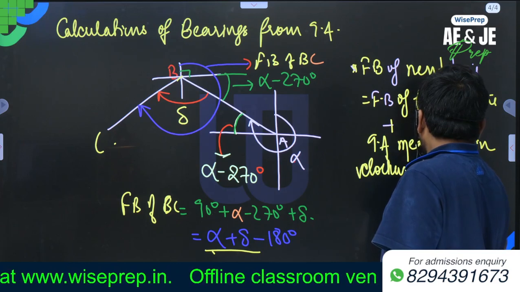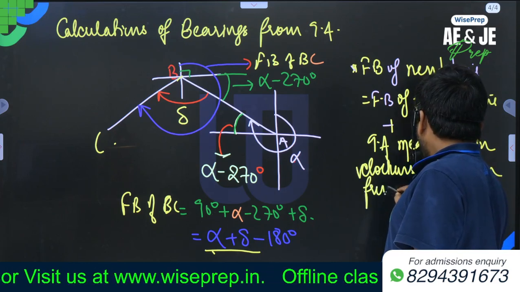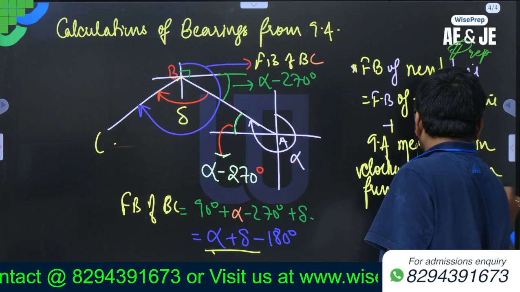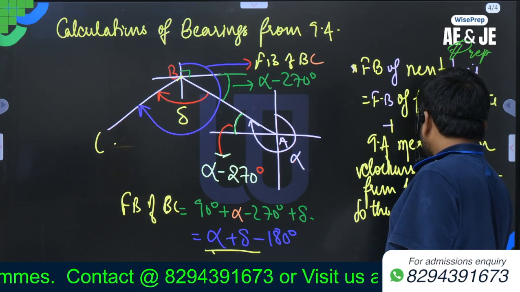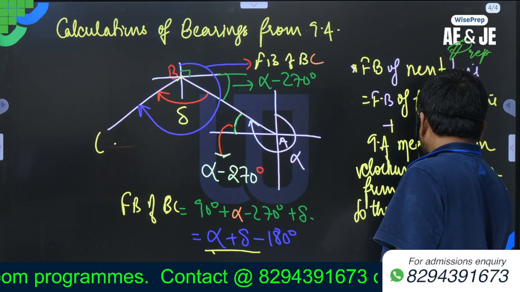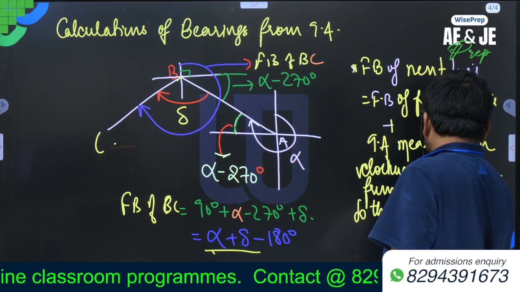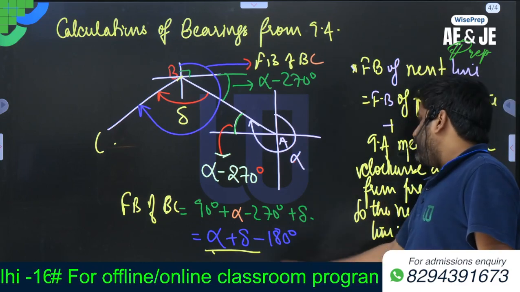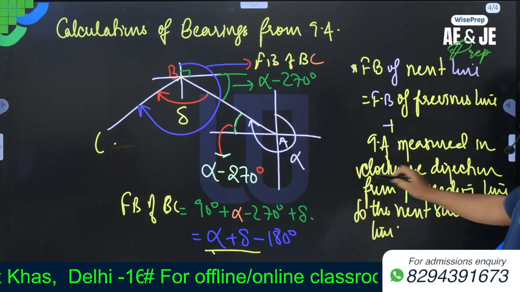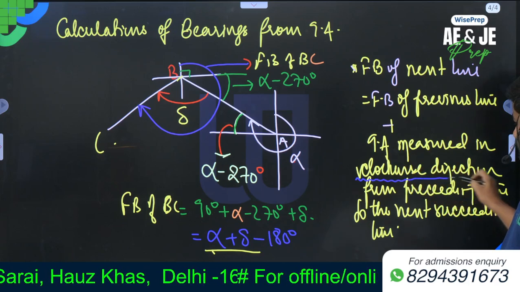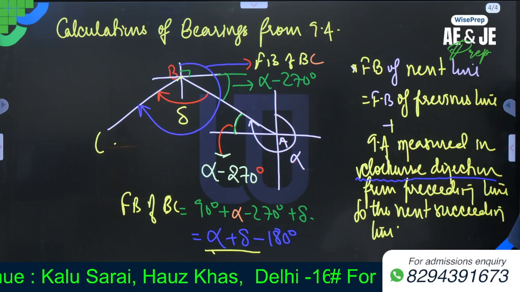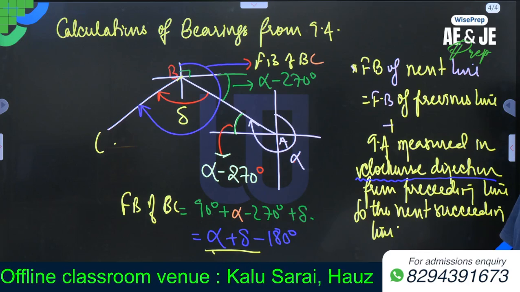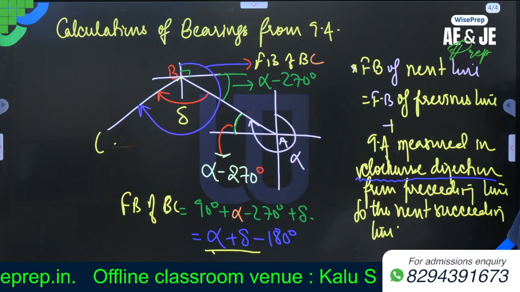from preceding line to the next succeeding line. All right. When you are adding included angles, the included angles that are added must be in clockwise directions. All right. Whether it can be interior or can be exterior, but the included angles which one you will be adding here, that must be in the clockwise directions.